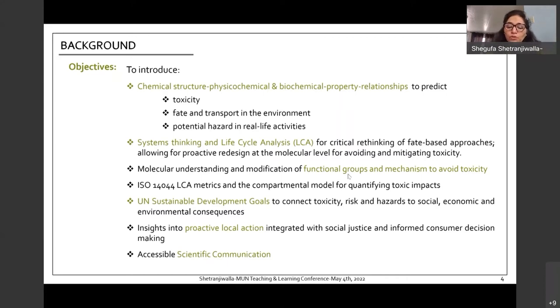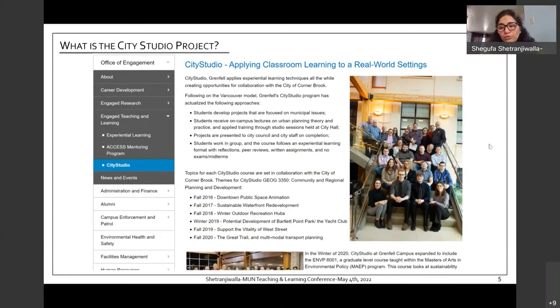And because it was a fourth year demographic, I wanted them to understand what accessible scientific communication really is, what you learn that needs to be communicated in a way that can be accessible both to the city representatives and to the public in general, and disseminate the knowledge in a very, very accessible manner. So with those objectives in mind, I'd like to just introduce what is the City Studio project.